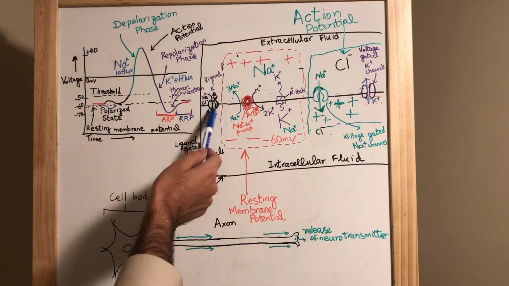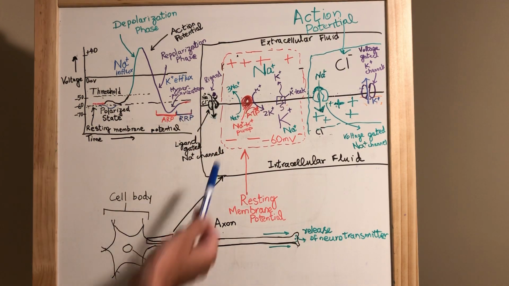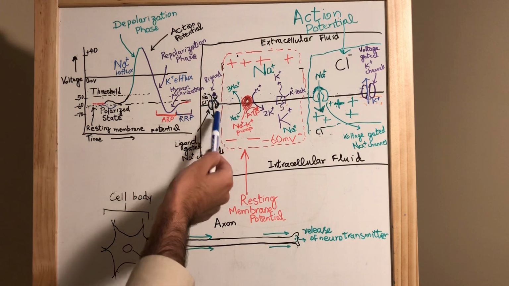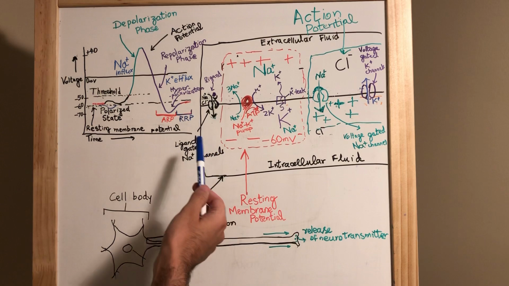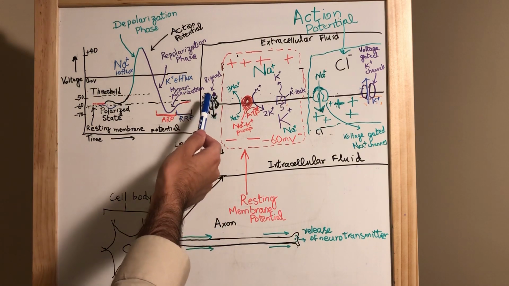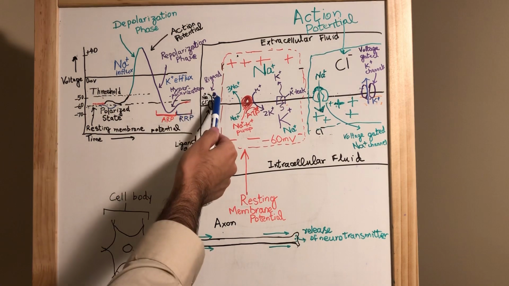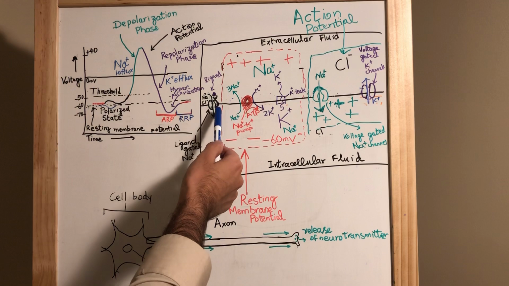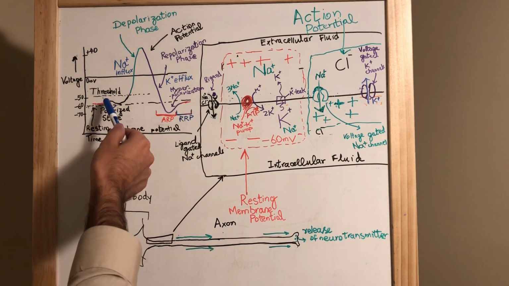There are some protein molecules called ligand-gated channels in the cell membrane which can bind certain molecules called neurotransmitter. When they bind to neurotransmitter, they may result in opening of sodium channels or chloride channels or some other channels.